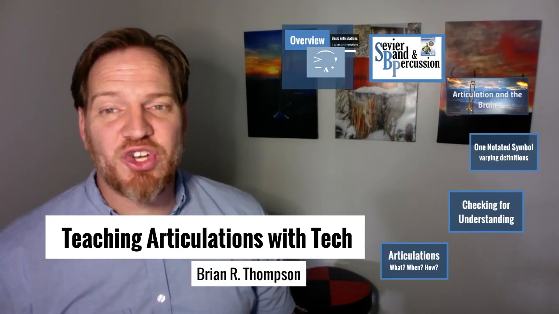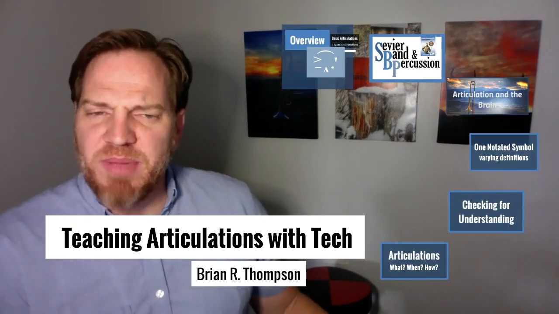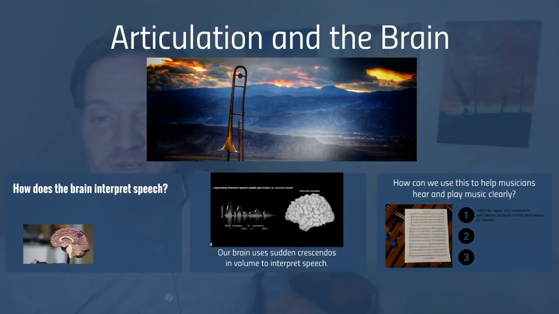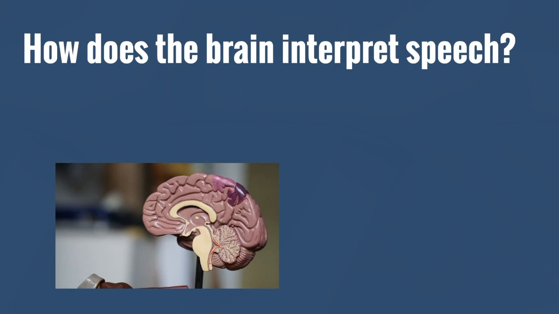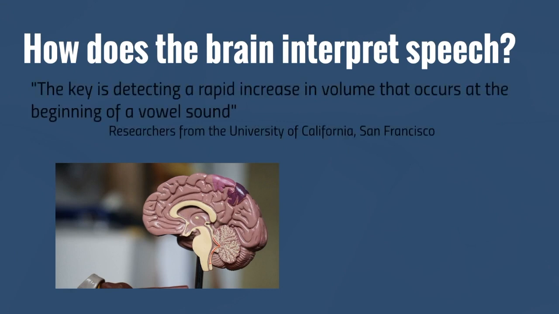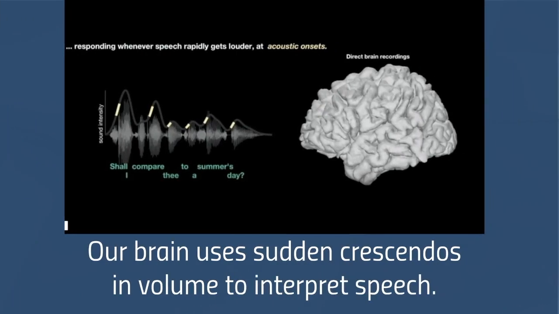How does our brain interpret articulations and speech? Researchers at the University of California found how the brain interprets speech. They said the key is detecting a rapid increase in volume that occurs at the beginning of the vowel sound. So, what does that mean for us musicians? Our brain uses sudden crescendos in volume to interpret speech.